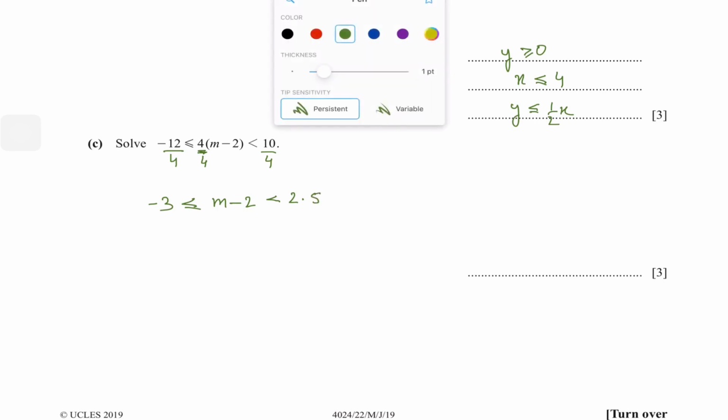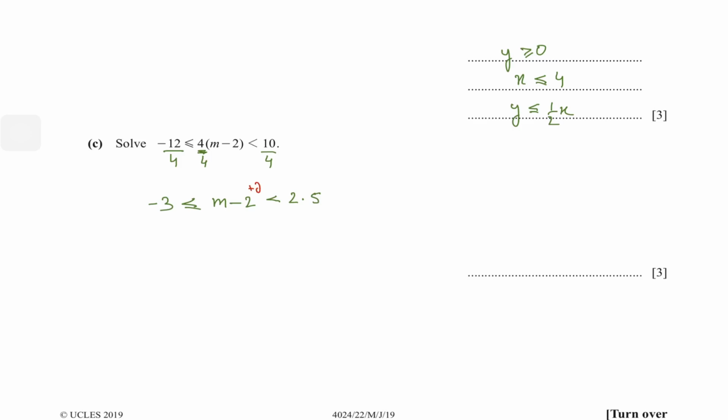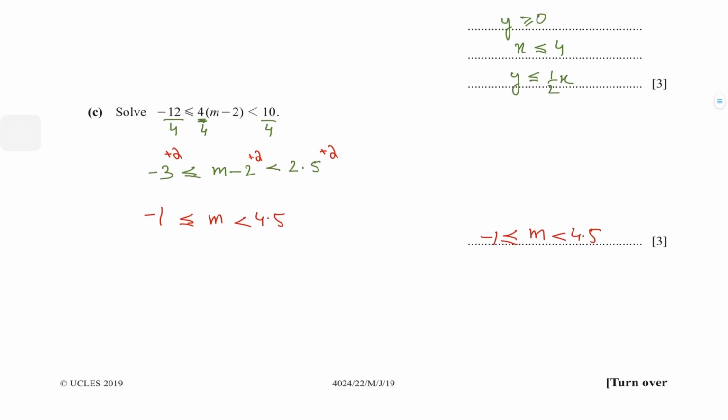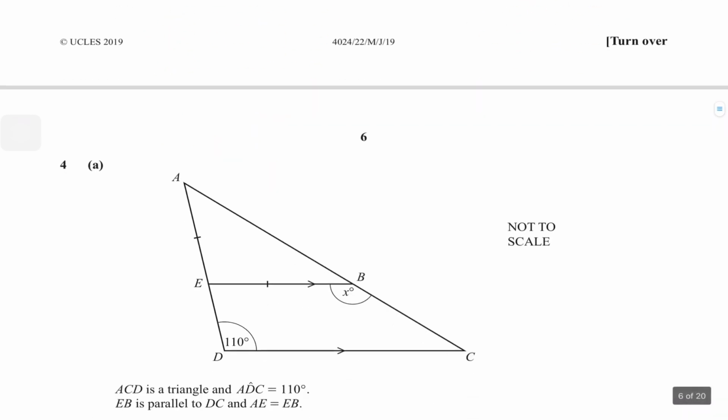Now we have to get rid of this minus 2, so I'm going to add 2 to all 3 values. So there you go, minus 3 plus 2 is going to be minus 1, m minus 2 will just become m, and minus 2.5 plus 2 is going to be 4.5. So there you have it, m is greater than or equal to minus 1, less than 4.5. So there you go, that's done.